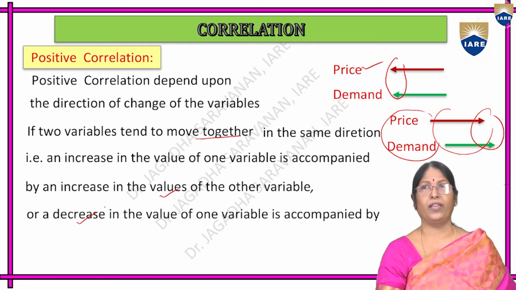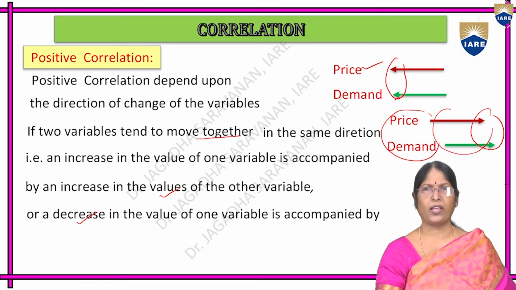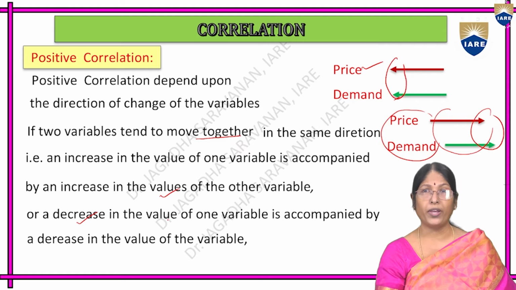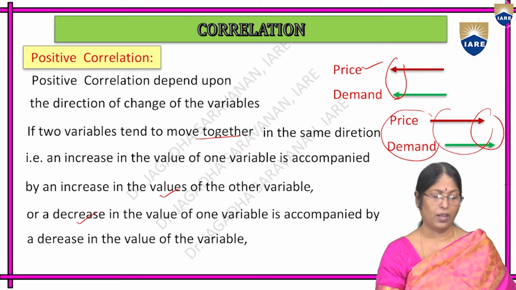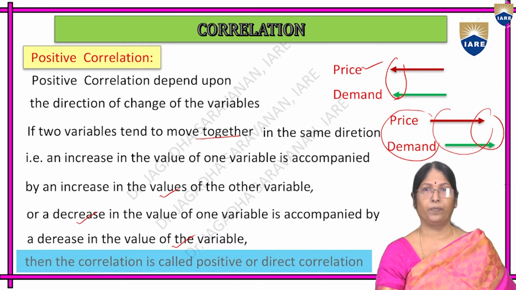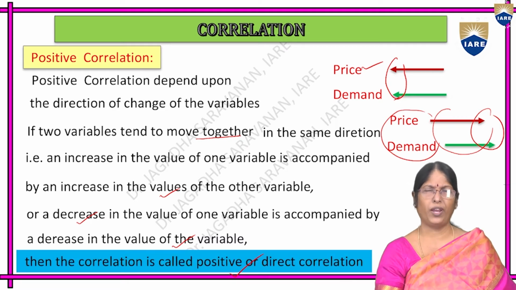If they decrease, if demand decreases, price also decreases. A decrease in the value of one variable is accompanied by a decrease in the value of the other variable. In simple words, whatever the variables, if they are moving in the same direction, then it is positive correlation.